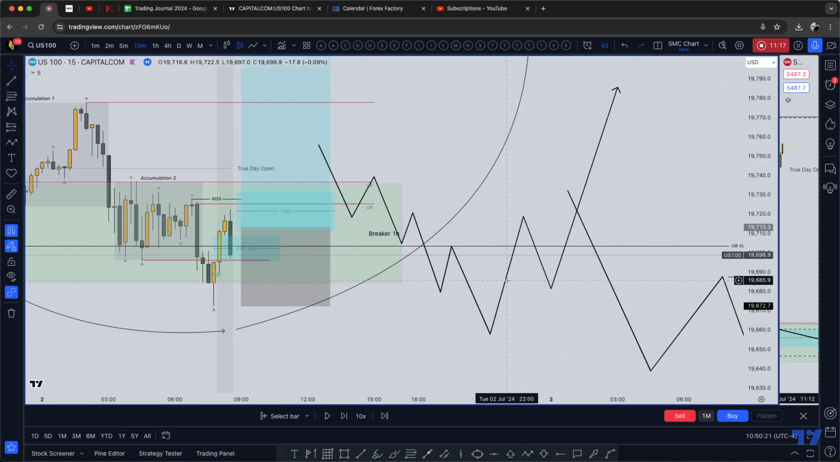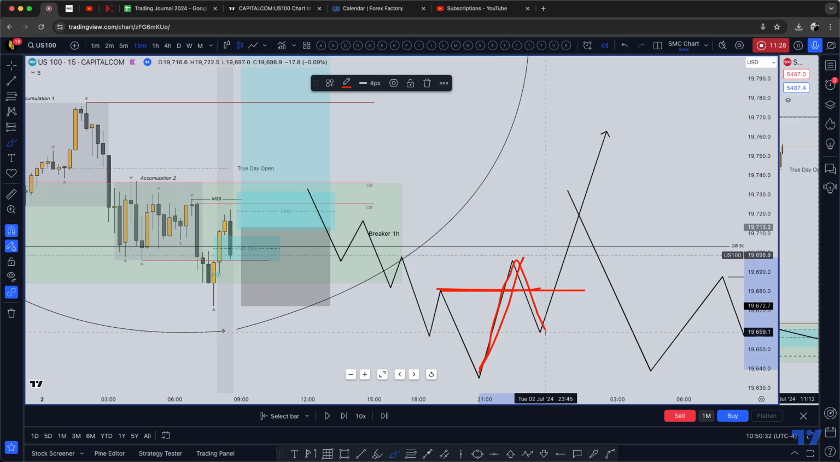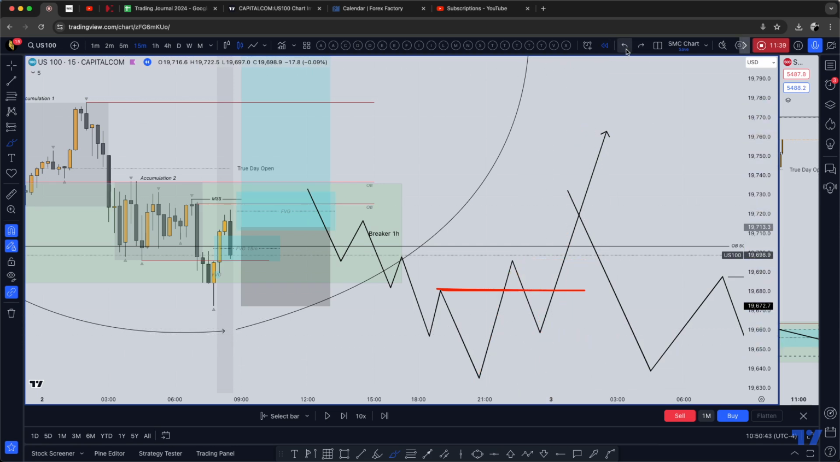You want to catch that change of character, right? Change the state of delivery, market structure change, whatever you want to call it, is the same thing, right? Yeah, that impulse break right there, price pulling back to discount, right? If you use the fib from the high to the low, this is discount, right? Price taps discount right here, boom, and go, right? That's what I'm trying to find.